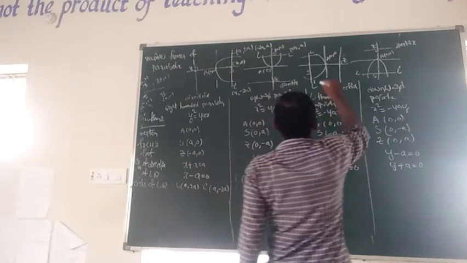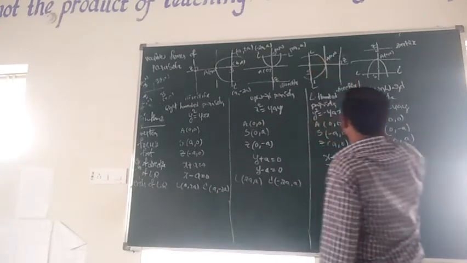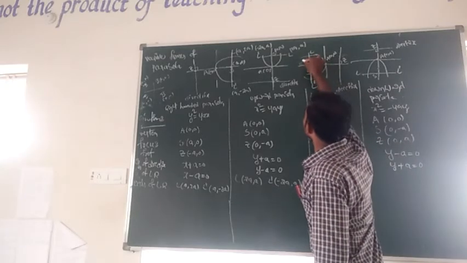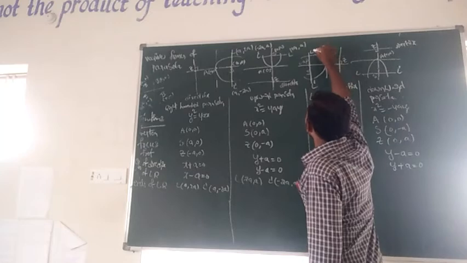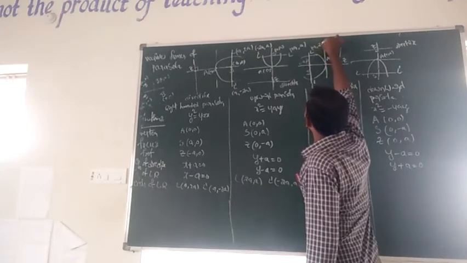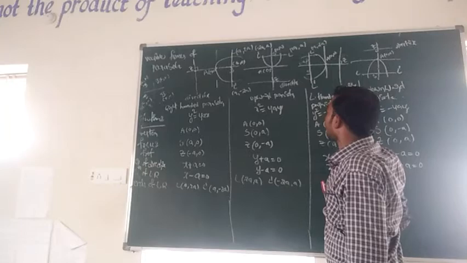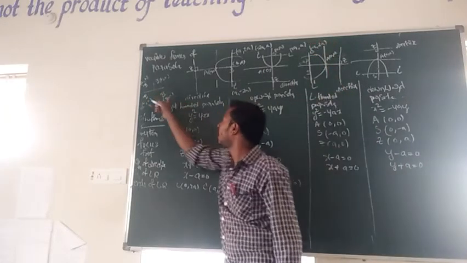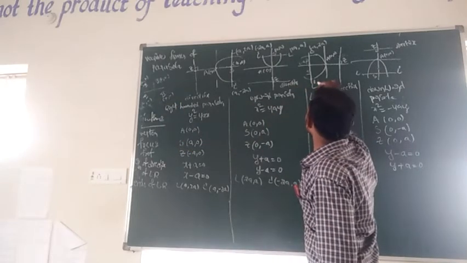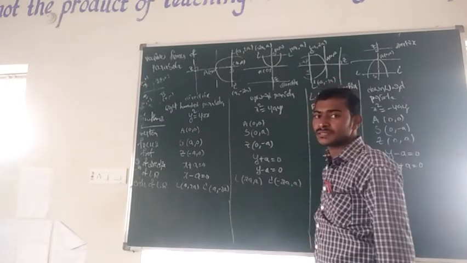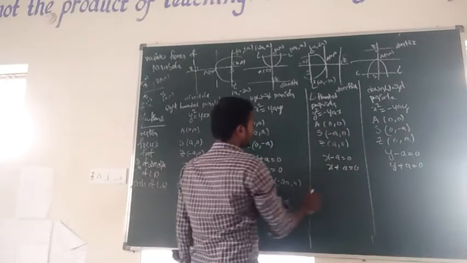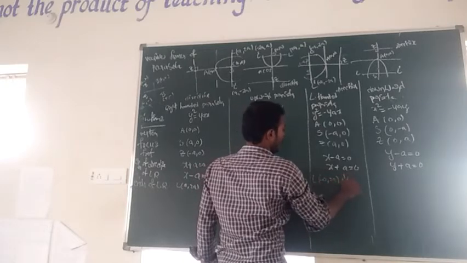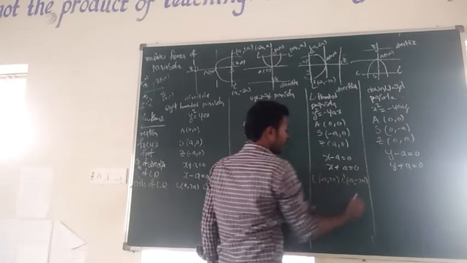In a similar process, here the focus is minus a comma 0. So this is a comma 2a in the second quadrant, where the depending value is minus, and in the third quadrant both are negative, so this is minus a comma minus 2a. So here L is minus a comma 2a and L dash is minus a comma minus 2a.